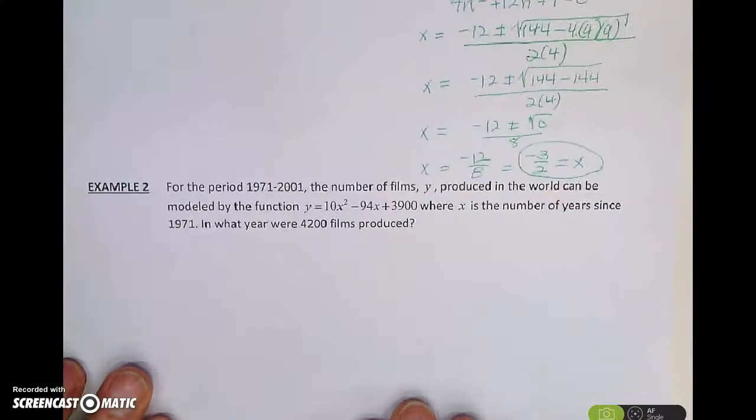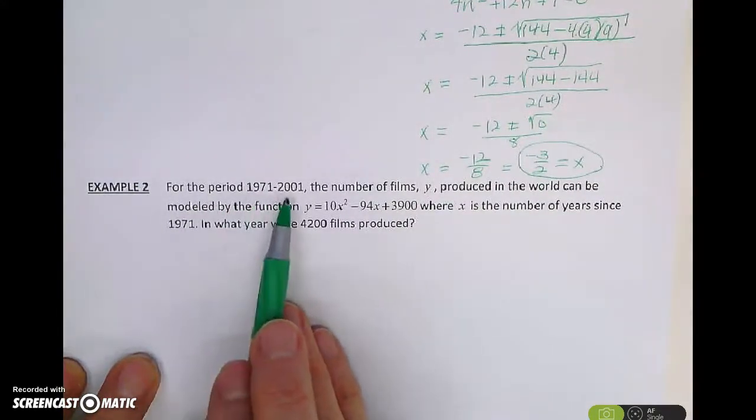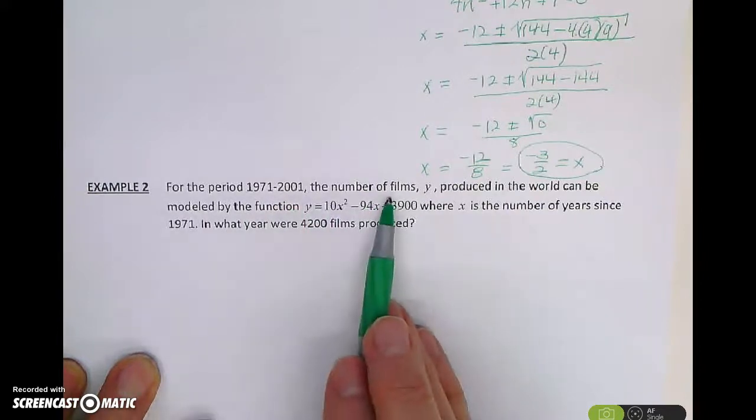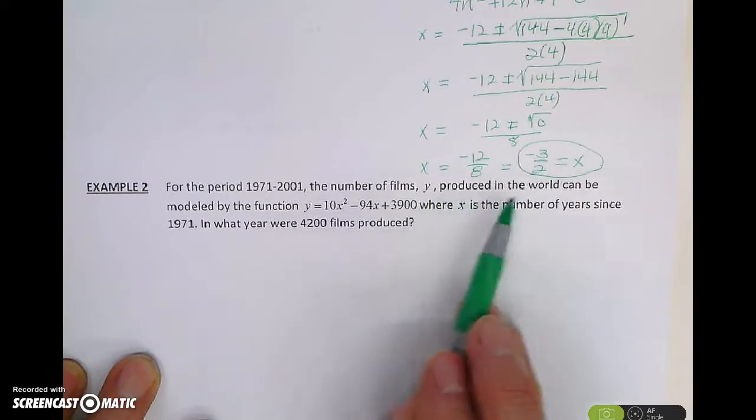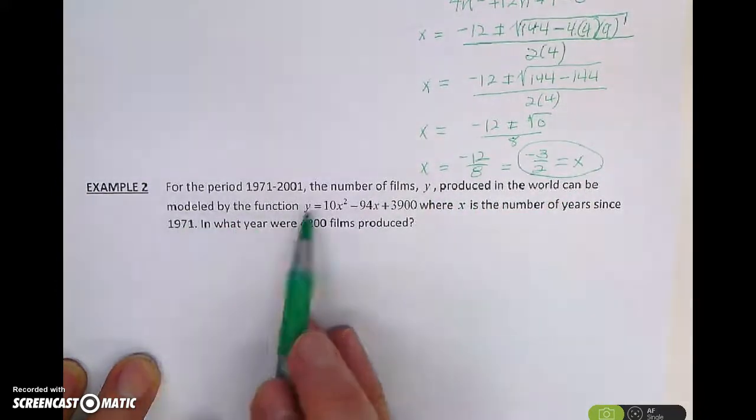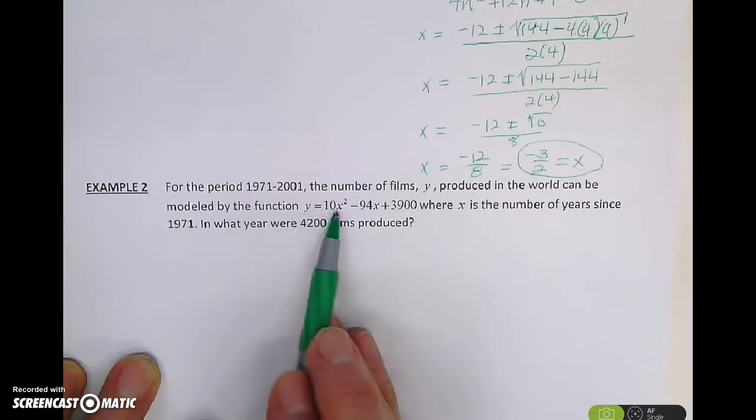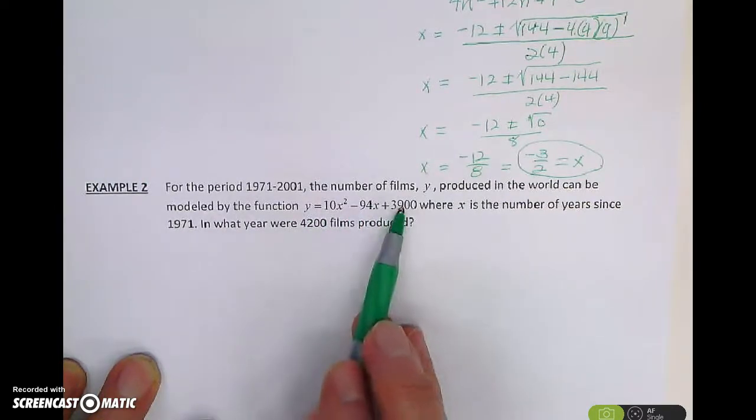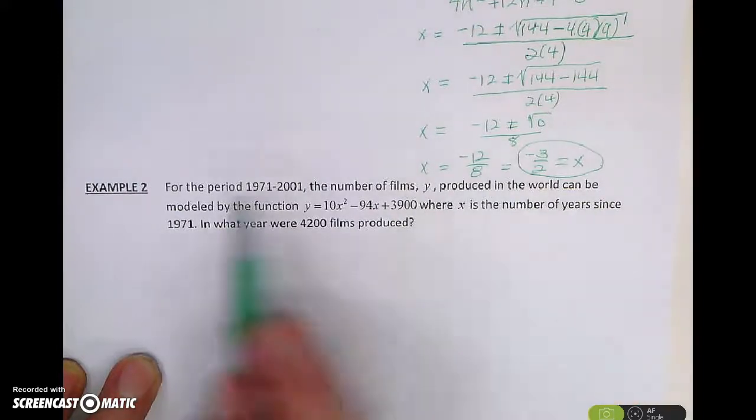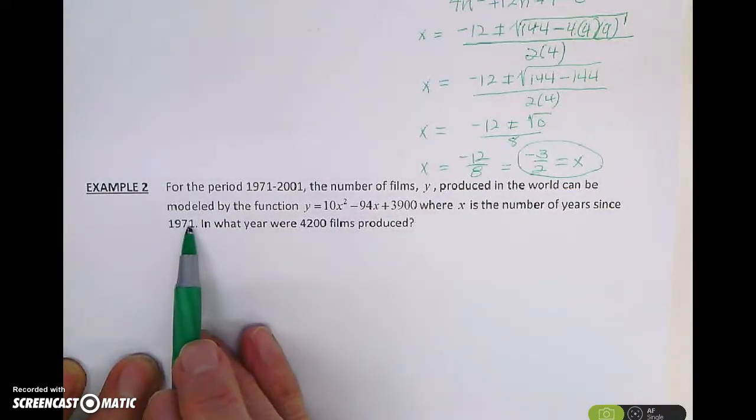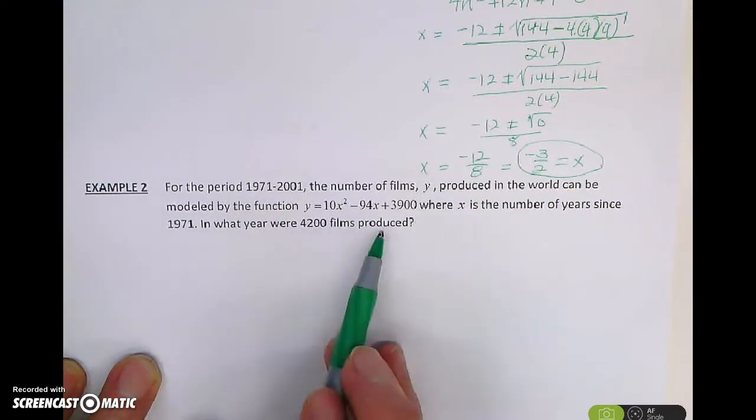So for example 2, we have a word problem. For the period from 1971 to 2001, the number of films, represented by the variable y, so y is the number of films, produced in the world can be modeled by this function. Y, which is the number of films, is equal to 10x squared minus 94x plus 3900, where x is the number of years since 1971. In what year were 4,200 films produced?